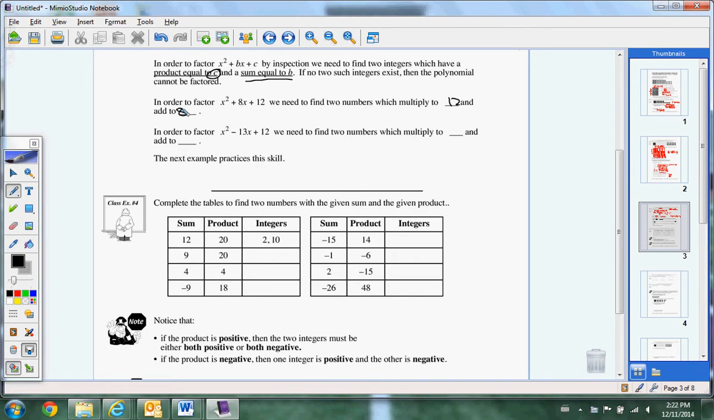That's why, when you get really good at this, you'll run through the factors of 12 in your head: 12 and 1, 6 and 2, 4 and 3. Which one of those adds to 8? 6 and 2, right? So that's how you would do that one. Moving on to this next one. To factor x squared minus 13x plus 12, we need two numbers that multiply to get 12 and add to negative 13.